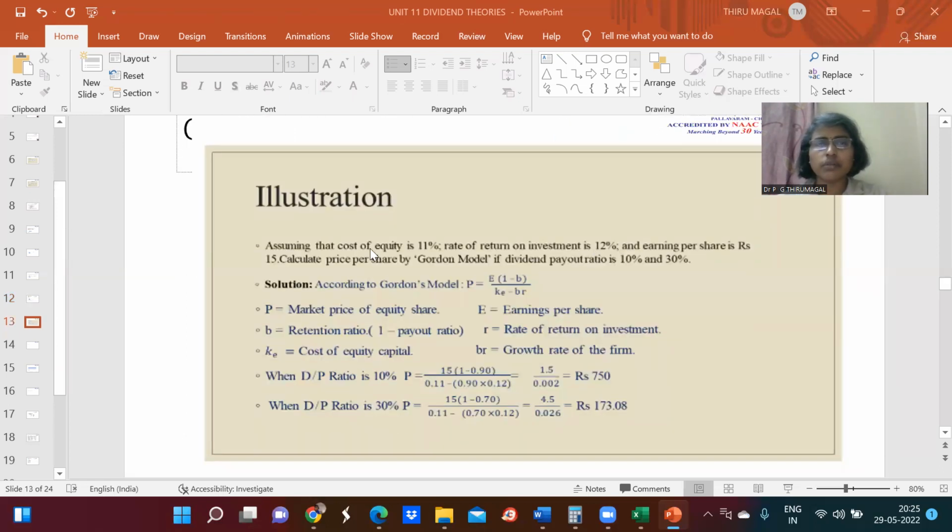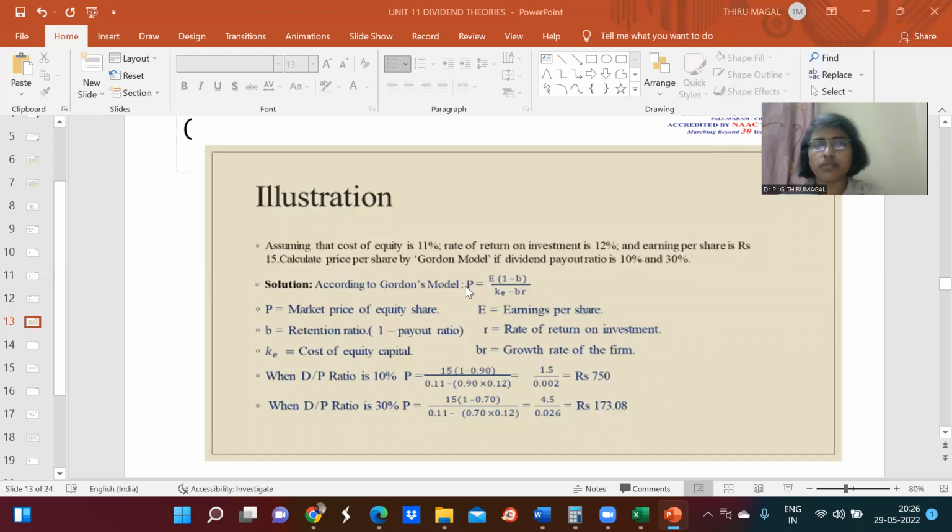So this is a problem. Now you just check this illustration. Assuming the cost of equity is 11%, that is K is given. Cost of equity or cost of capital is given as 11%. Rate of return on investment is 12%, that is R is given as 12%. And the earnings per share is 15. Calculate the price per share by the Gordon model if the dividend payout ratio is 10% and 30%. So now under the dividend payout ratio of 10% as well as 30%, let us calculate the price of the share using the Gordon model.